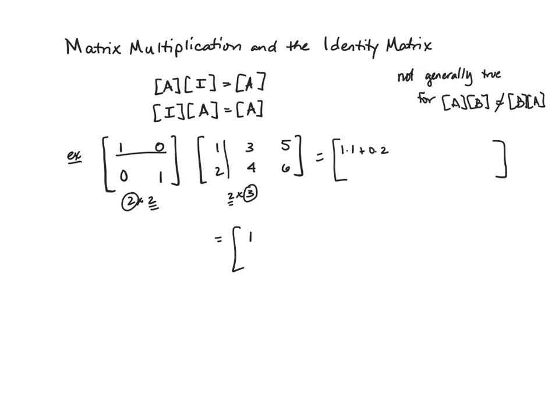which is simply 1. And for this location, I'm going to take the second row in the first column. 0 times 1 plus 1 times 2 is just 2. And you can continue this by looking at the first row, second column, which gives me 3. The second row, second column gives me a 4. And continuing, I will term by term just end up back with the matrix I started with. So this is how the identity matrix works with matrix multiplication.